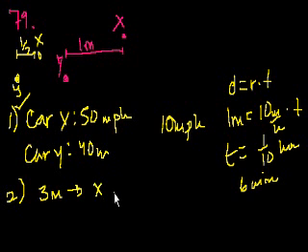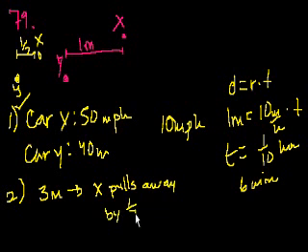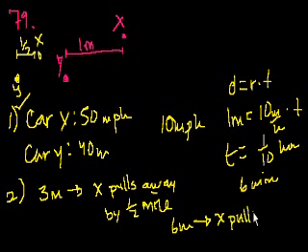X pulls away by 1/2 mile, right? And they're going at constant velocity, so the relative velocity between the two doesn't change. So if it takes 3 minutes for X to pull away by 1/2 mile, it would take 6 minutes for X to pull away by a mile, right? You just multiply by 2. They're all going at the same constant velocities. So in 6 minutes, X pulls away by 1 mile.